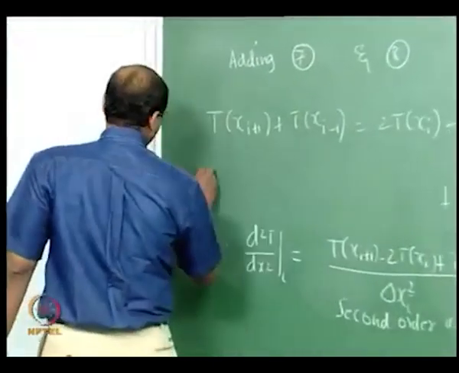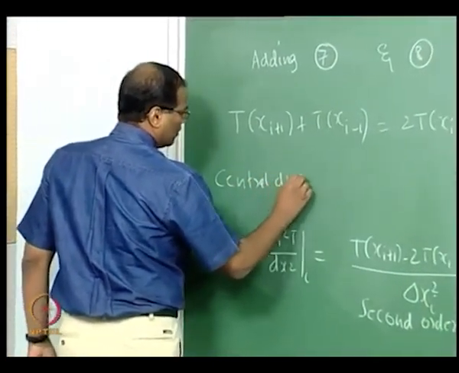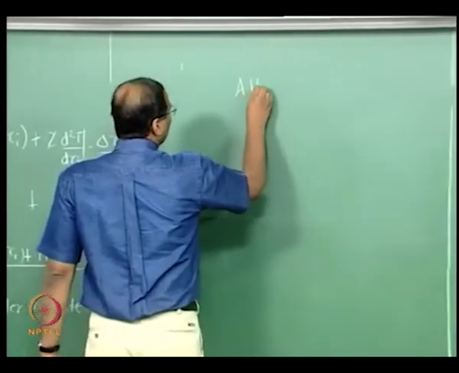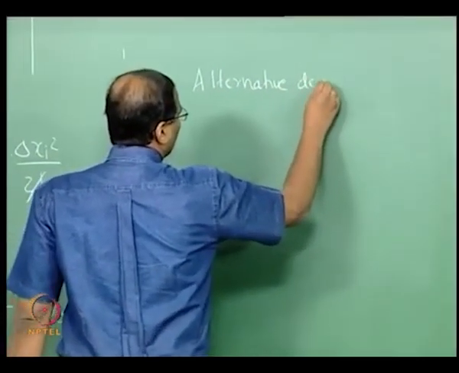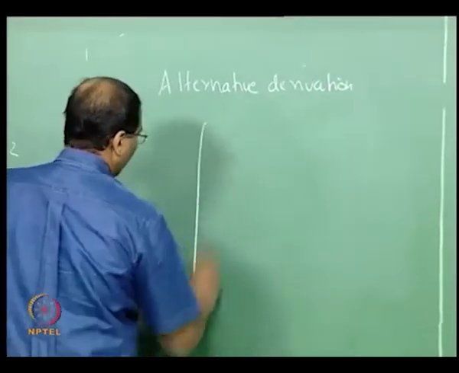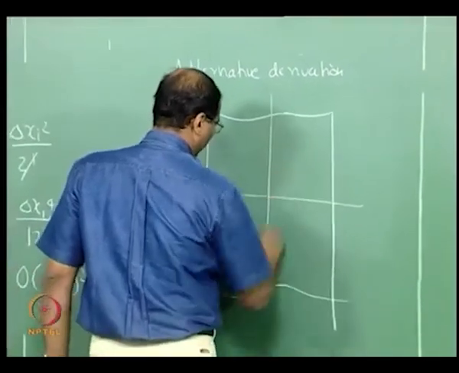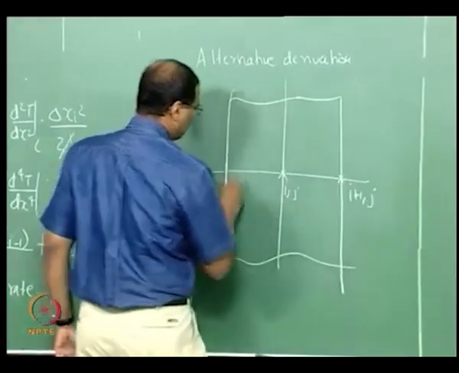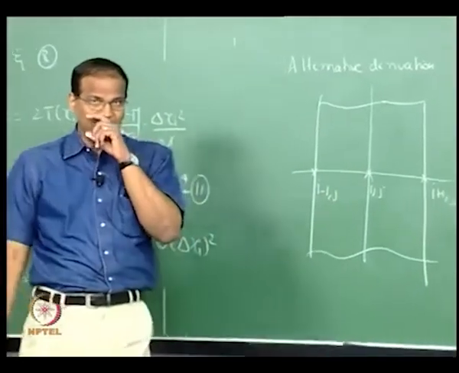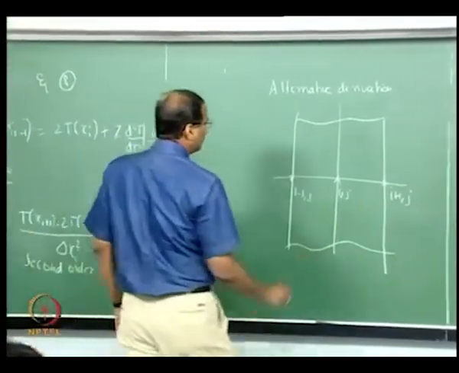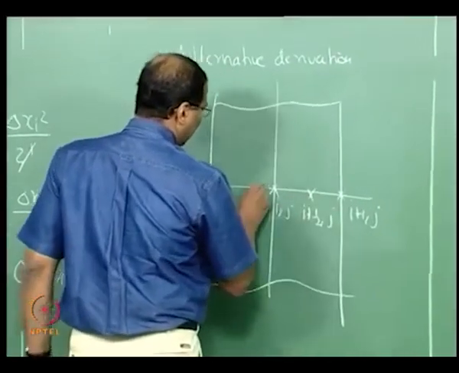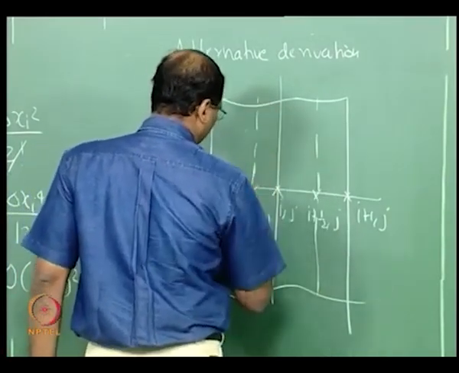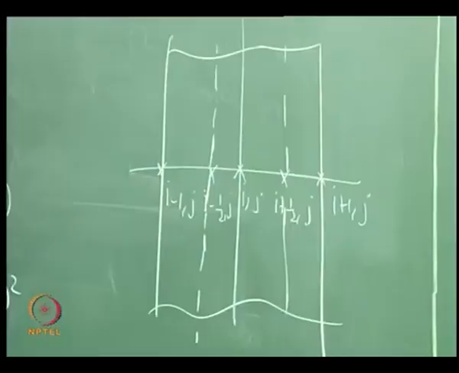It is called central difference. This can also be an alternative derivation. Consider i j, i plus 1 j, i minus 1 j. So I can take an intermediate node i plus half j, I can take here i minus half j, okay.